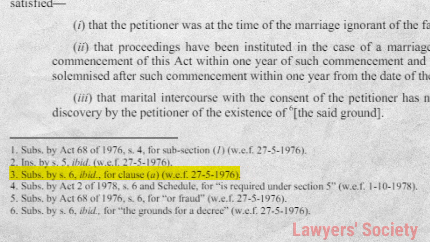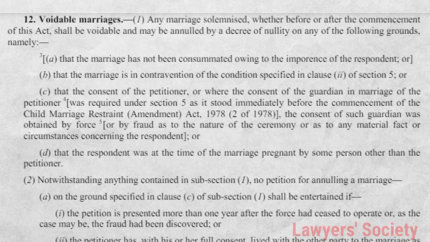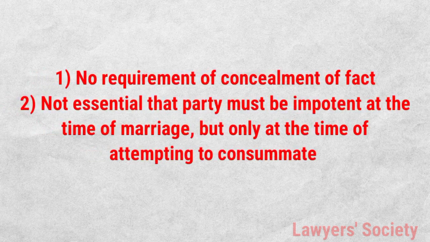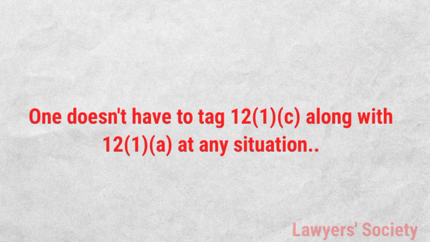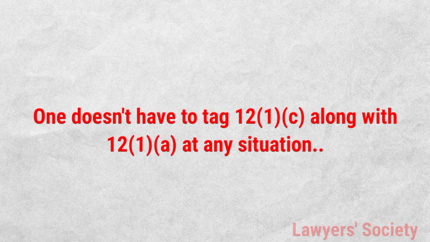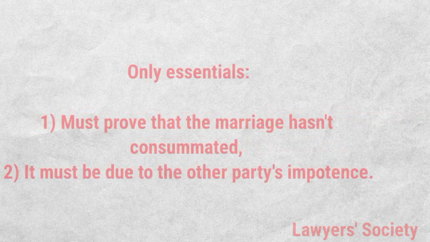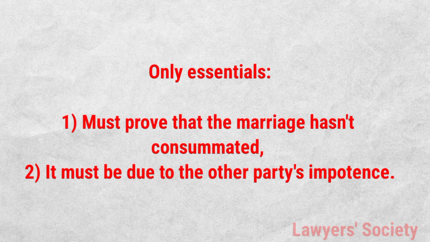So right now, when you read the provision, there are no conditions regarding the time when the party must have been impotent. So there is no requirement of concealment of facts. There is no requirement that the party must have been impotent at the time of marriage. So needless to say, if you are going for 12(1)(a), you don't have to tag 12(1)(c) along with 12(1)(a). You can just go for 12(1)(a) because that will be sufficient if you are able to prove that the marriage hasn't been consummated and it is due to the other party not being able to consummate the same.